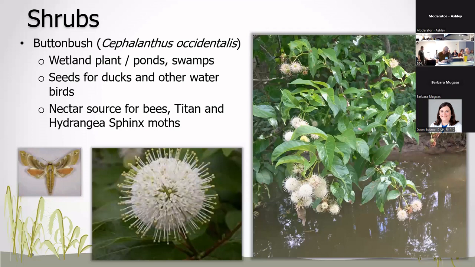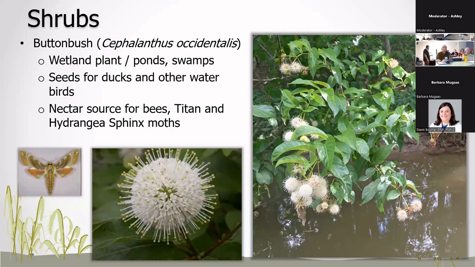Now let's talk about some smaller things. This is buttonbush, Cephalanthus occidentalis. This is a fun one. It really likes wet though. So it is a wetland plant. It's going to want to be in the water.